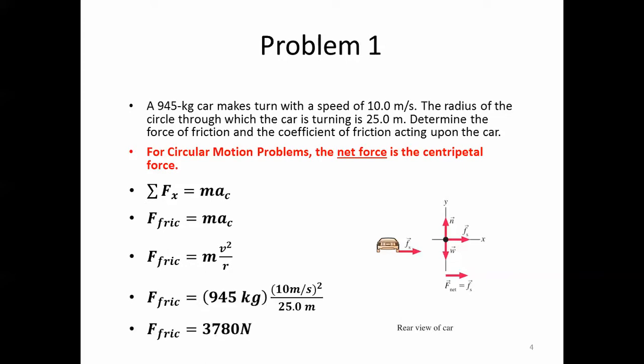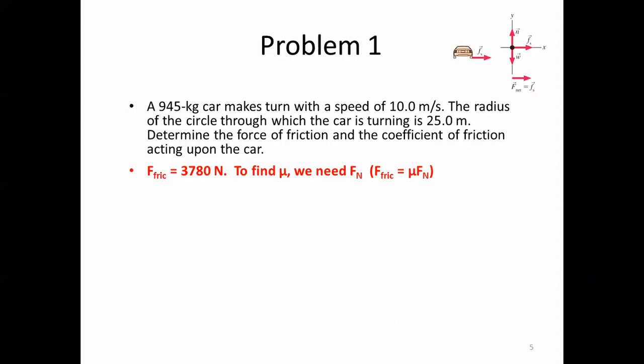Now that we've found the force of friction, we can use that to find the coefficient of friction. And to do that, we're going to use our forces in the y direction, normal force and the force of gravity, because we know that the force of friction equals the coefficient times the normal force. So first, we're going to find our normal force. We know in the y direction there's no acceleration, so the sum of forces is 0. Normal force minus the force of gravity equals 0, which means our normal force is our weight. Or we can solve, and it is 9,261 newtons.